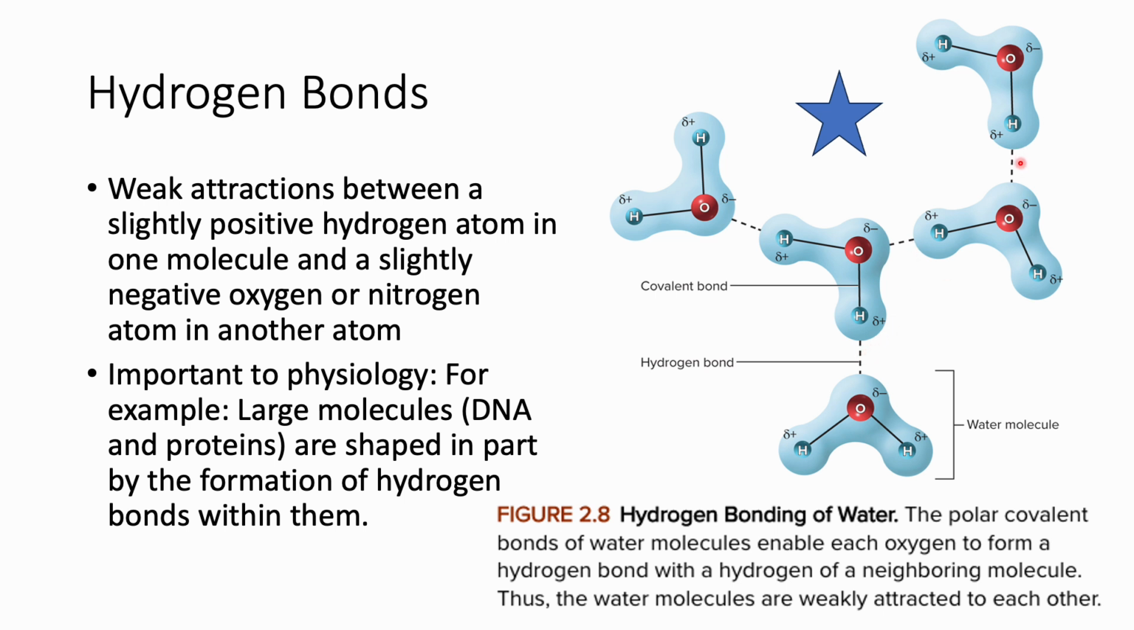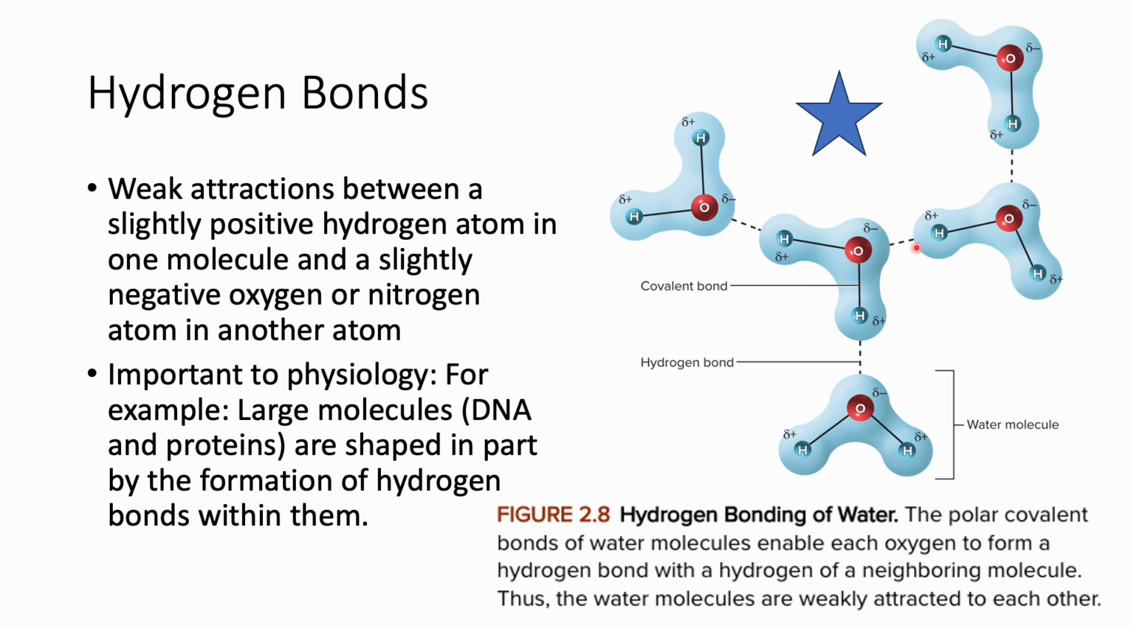Therefore, we can say when it comes to our water molecules, in the water molecule itself, between oxygen and hydrogen, we have a solid line of covalent bonds, but between water molecules, we have those hydrogen bonds. These hydrogen bonds are extremely important. For example, it is what holds our DNA together.